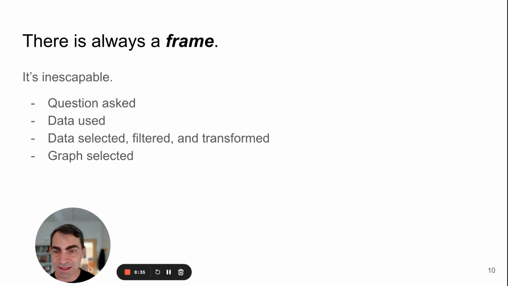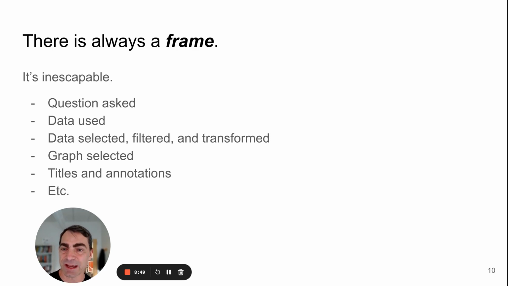And ultimately, you can decide to visualize the data in a different way. And once again, that's a choice that you have to make. You can use different titles and annotations and so on. So I hope that I gave you a sense of the fact there are many choices you have to make when you create data visualization. And these choices are inescapable. It's not like you cannot make these choices.